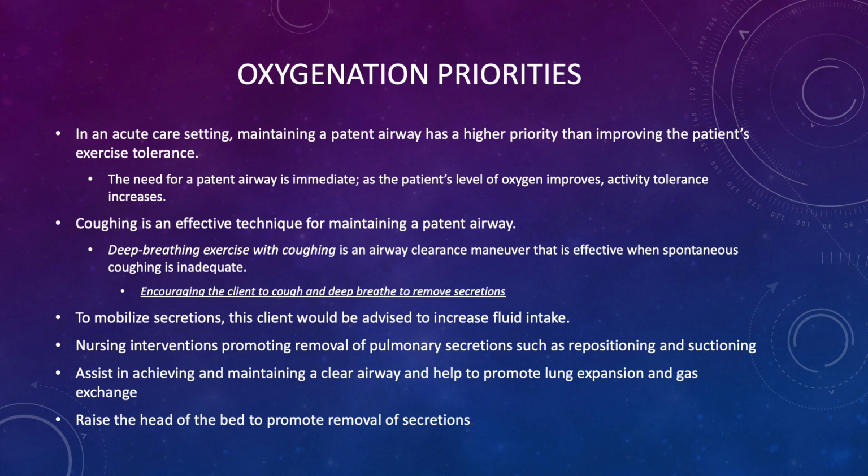So we need to make sure that we have a patent airway. It's an immediate problem. It is always going to be your prioritization issue. As the patient's level improves, their activity tolerance increases, which is pretty self-explanatory. The most effective way that we maintain a patent airway is coughing and deep breathing exercises. Okay, so deep breathing exercises with coughing. It's the most effective way for whenever we have a spontaneous cough that isn't working well enough, right?